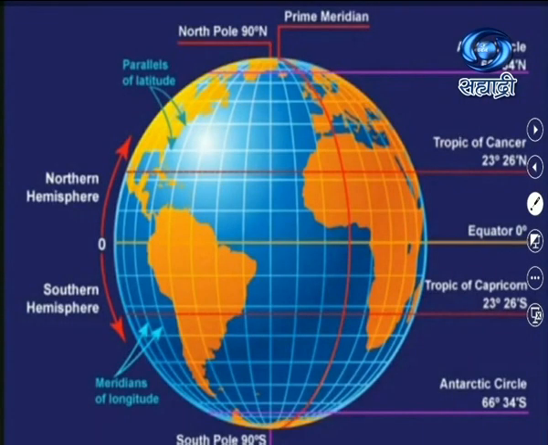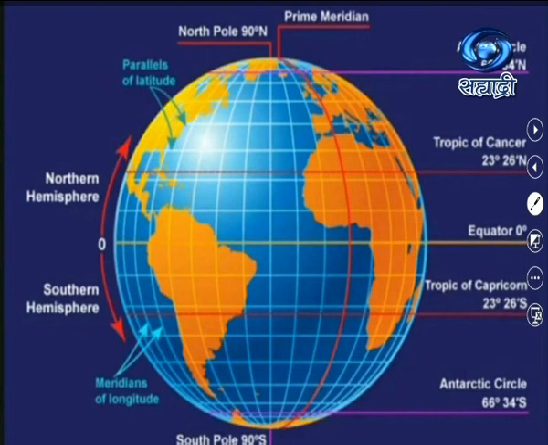Here we see the picture of a globe which is having an equator at the center of it, dividing the whole of the earth into two halves, the northern hemisphere and the southern hemisphere. These lines which we see over here are called parallels of latitudes. Overall, these latitudes are 90 in the southern hemisphere and 90 in the northern hemisphere.